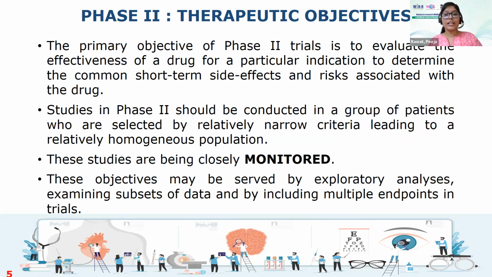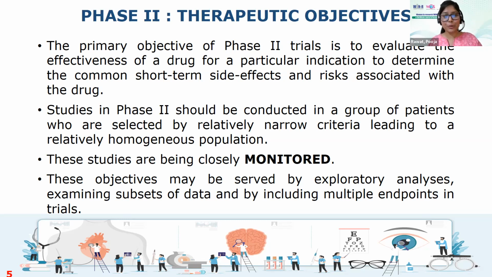Okay, phase 2. This phase is also called the therapeutic objectives phase. The primary objective of phase 2 is to evaluate effectiveness. In the case of drugs, and in the case of devices, we will evaluate the performance. One more point which I missed in phase 1.